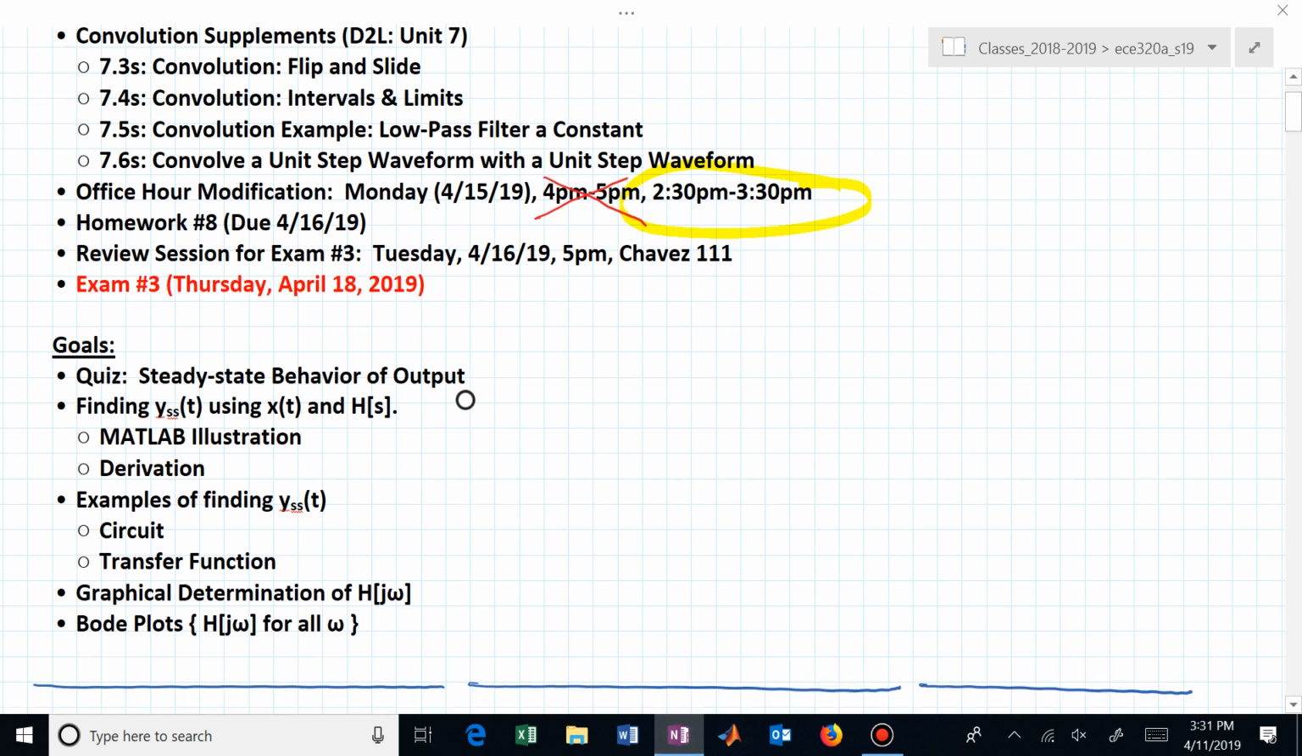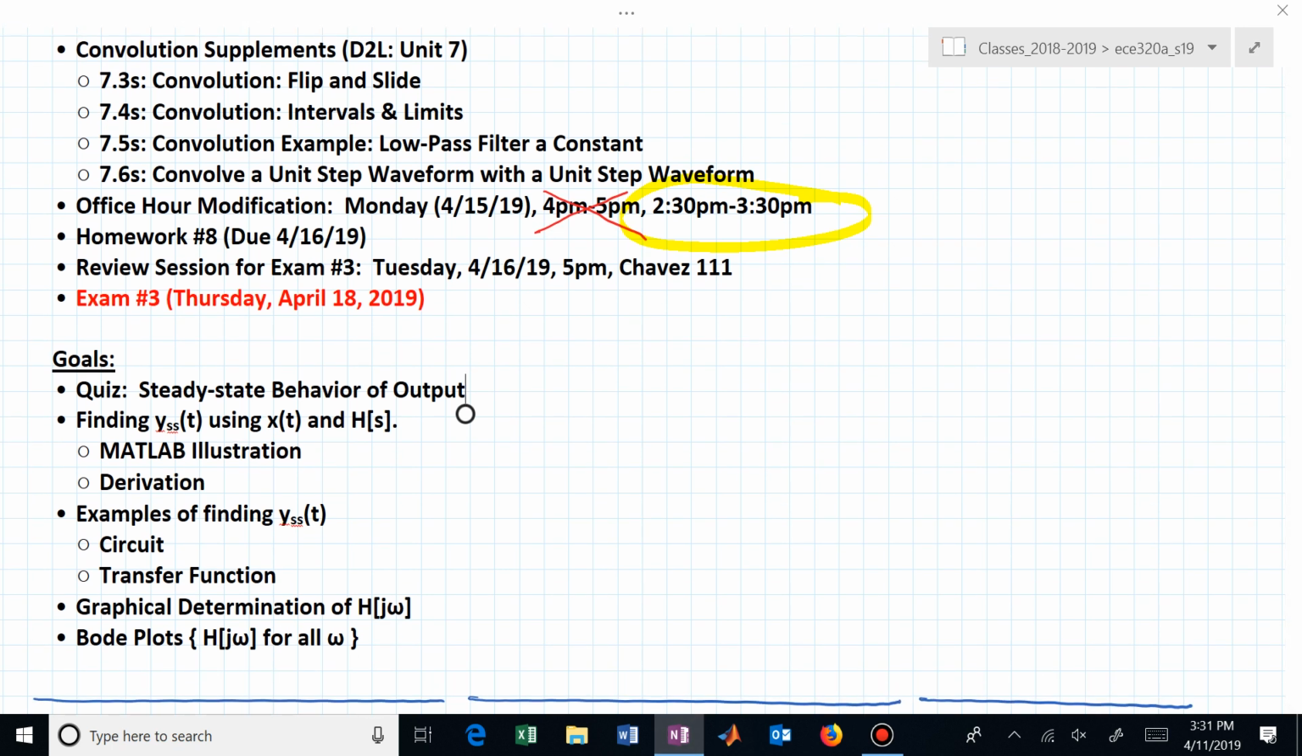What I want to do today is first give you a quiz, and that's concerned with steady state behavior of the output. In this particular curriculum, we talk about steady state behavior due to a constant excitation or input, and also about sinusoidal steady state. So when we say steady state, you have to ask, what steady state are we in? Are we oscillating at a particular sinusoid, or are we talking about having a constant input?